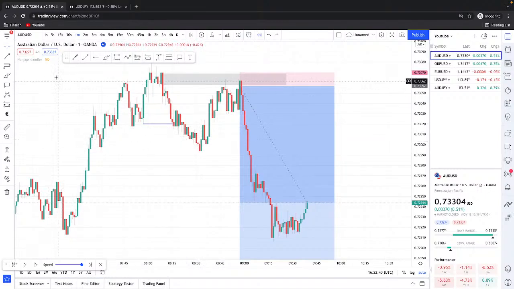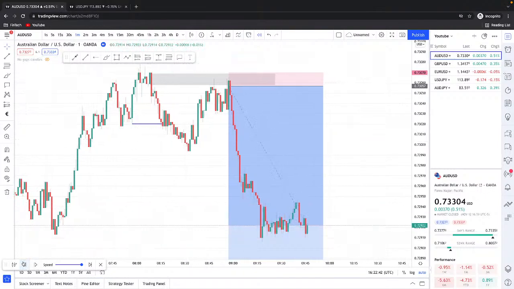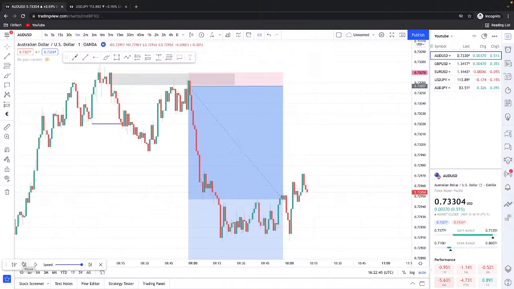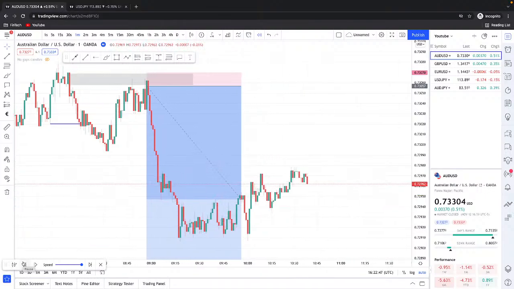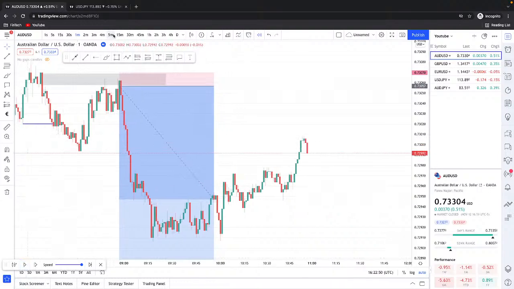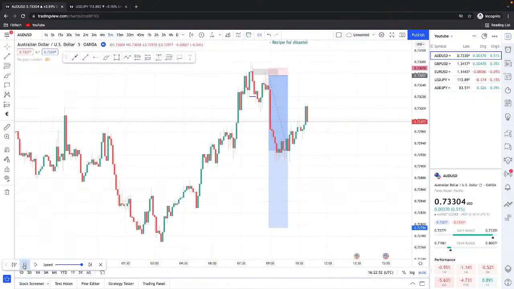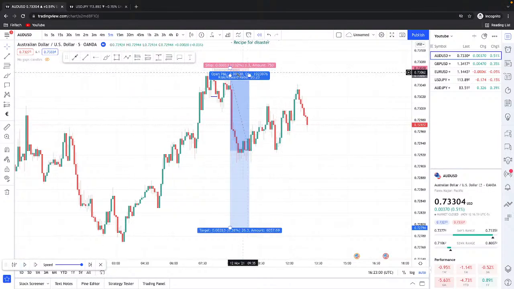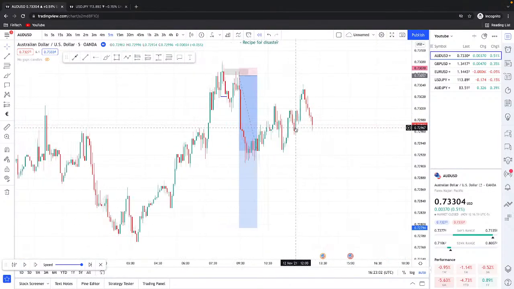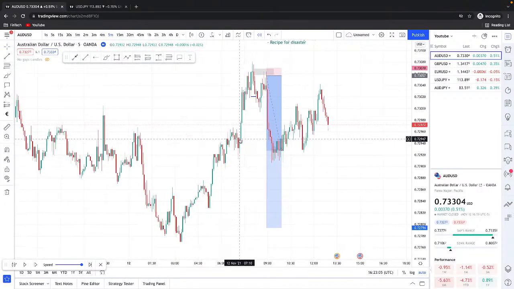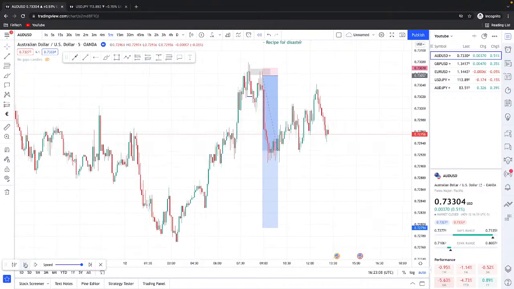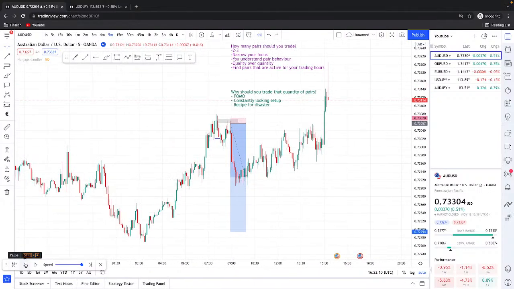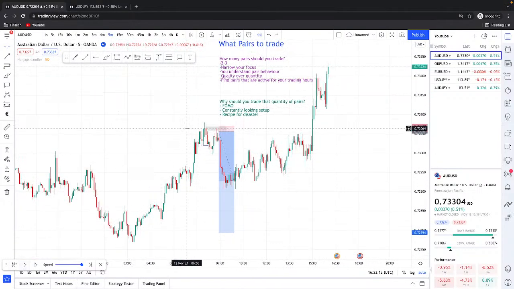So from this point, actually, it happened, it just completely reversed during New York. I was expecting it to mitigate this order block again and fall from here, because overall the Australian dollar is bearish from the daily as well. So it didn't happen, but the higher time frame pullback is getting started.